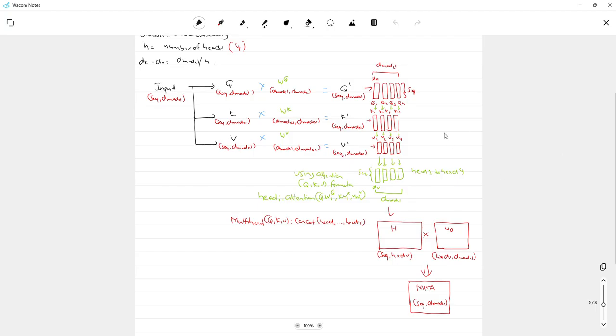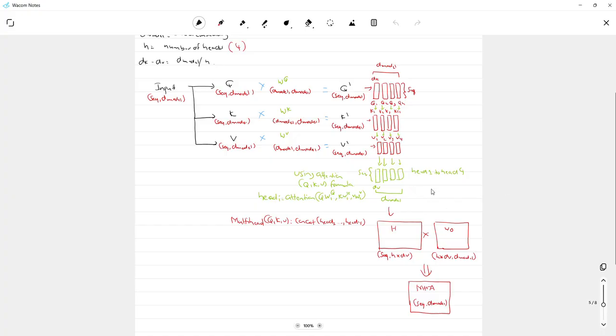Now, we will split into heads. The Q prime, K prime, and V prime matrices are then split into H separate chunks along the embedding dimension. This creates H sets of Qi, Ki, and Vi matrices, where each set i now has the reduced dimension of sequence length by dk. So this is the key to parallelism.